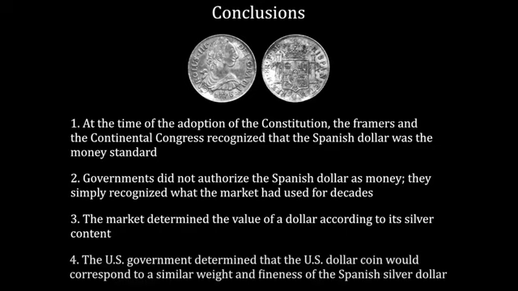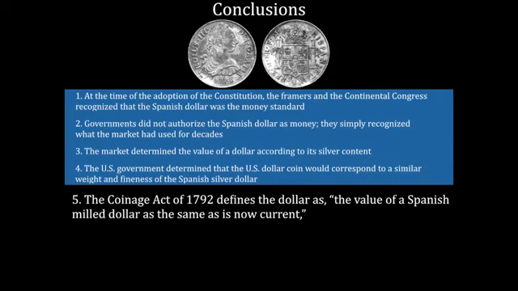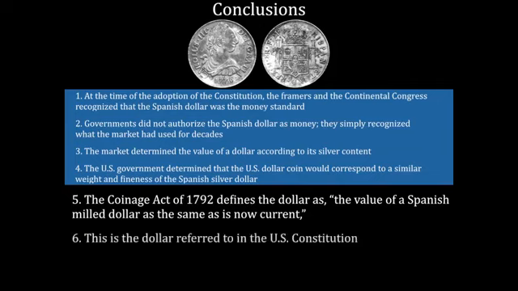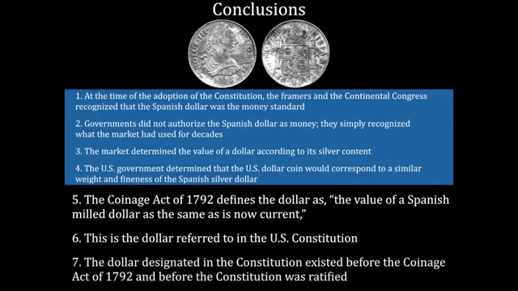Fourth, the U.S. government determined that the U.S. dollar coin would correspond to a similar weight and fineness of the Spanish silver dollar. Fifth, the Coinage Act of 1792 defines the dollar as the value of a Spanish milled dollar as the same as is now current. Sixth, this is the dollar referred to in the U.S. Constitution. Seventh, the dollar designated in the Constitution existed before the Coinage Act of 1792 and before the Constitution was ratified. The general belief that a dollar corresponded to a fixed amount of silver would remain until Congress enacted the Legal Tender Acts during the Civil War.